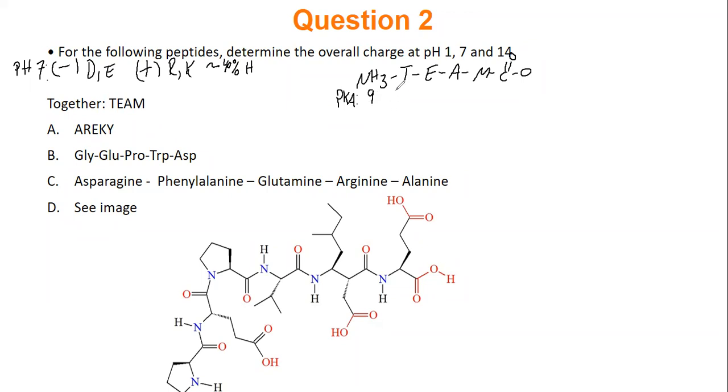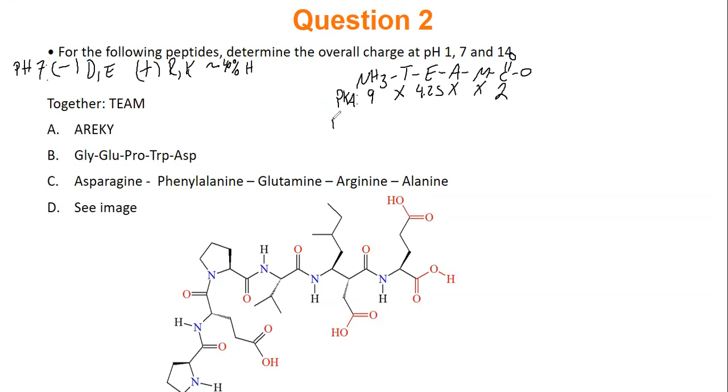Threonine, the side chain doesn't have a pKa, so I'm going to put an X there. Glutamic acid, E, has a pKa of 4.25. Alanine does not have a pKa, so I'm going to put an X there. Methionine does not have a pKa, so I'm going to put an X there. And the C terminus, we're going to say all C termini have a pKa of 2. So all I've done so far is write the pKa's of my termini and my amino acids.